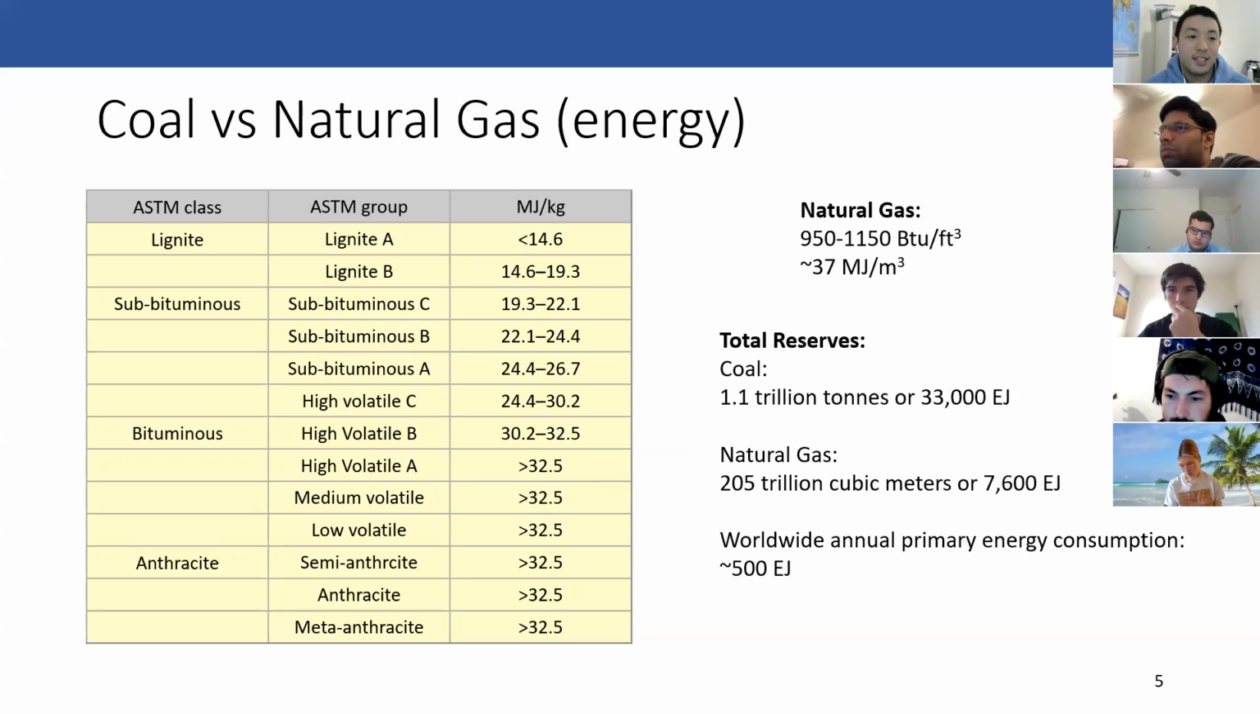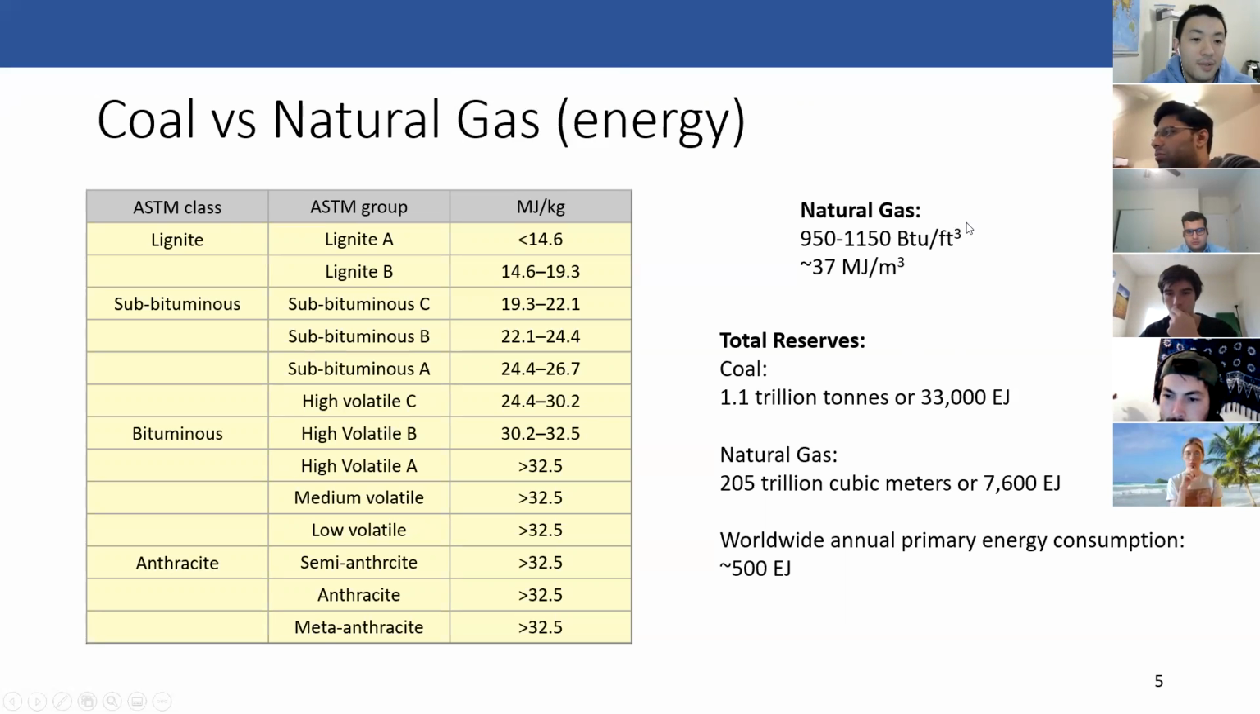The United States is actually one of the best places for getting high grade coal. So there are a lot of anthracite and bituminous coal mines in the United States. And that's why for a fairly long period of time, coal was the dominant form factor for electricity generation in the US.